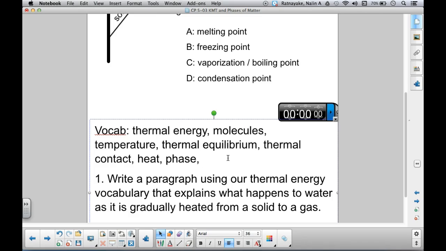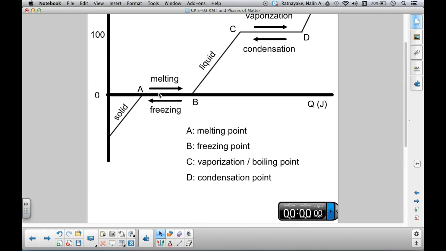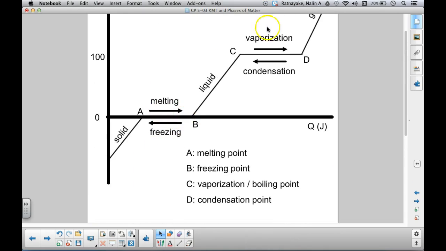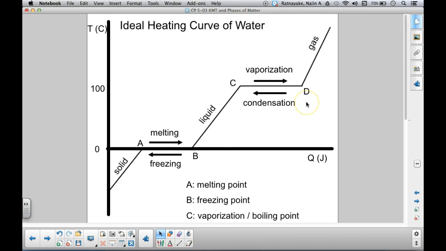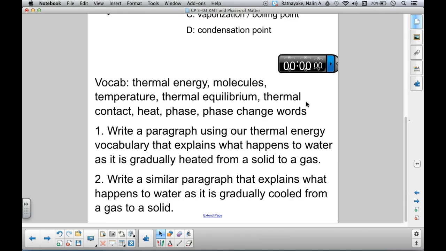And now we've added our new words from this lecture. We'll just call them our phase change words. And what I mean by that is our new words of melting, freezing, vaporization, and condensation. Okay, see if we can do this. Come to class prepared to discuss.